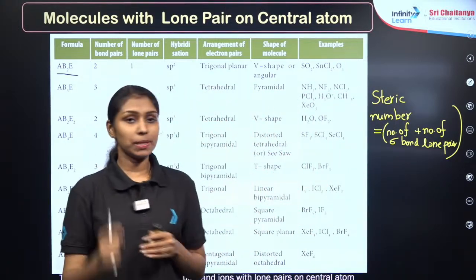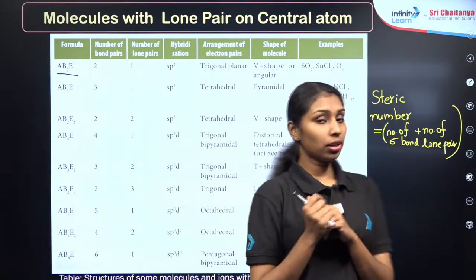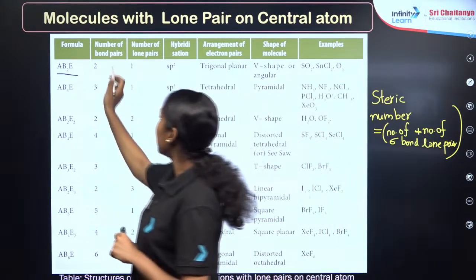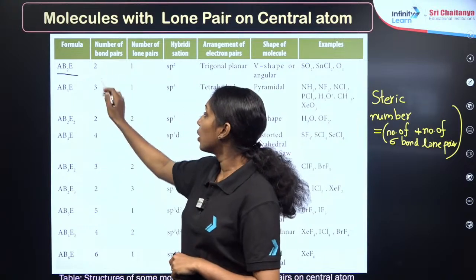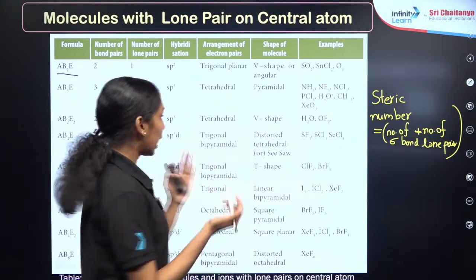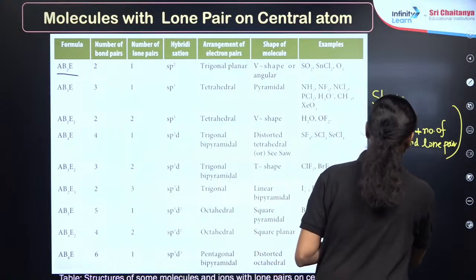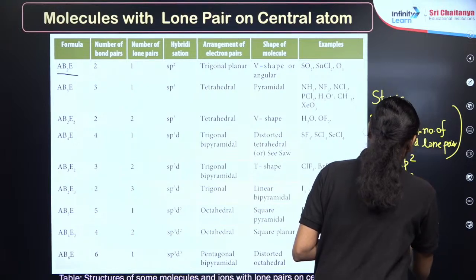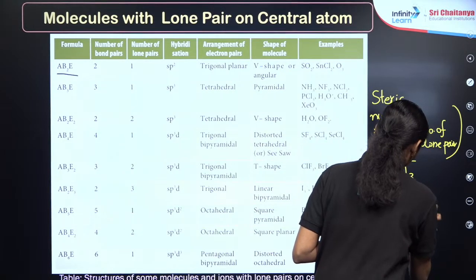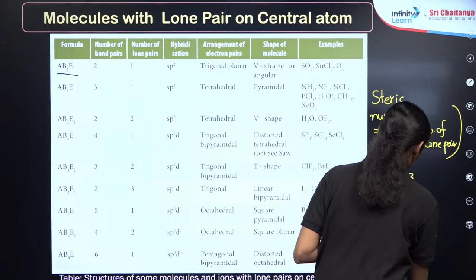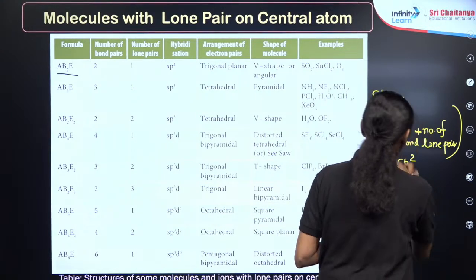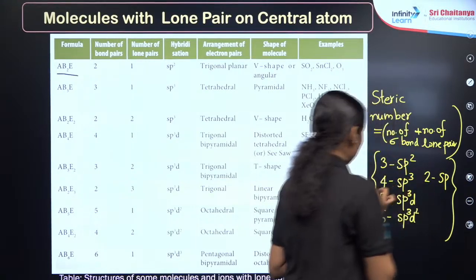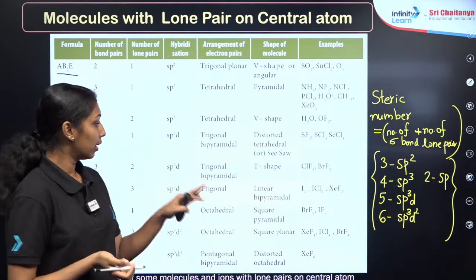Right, this will be the steric number, which means the number of sigma bonds plus the number of lone pairs. If you are considering the bond pairs, it means a sigma bond. So 2 plus 1 will be 3. If the number is 3, it will be sp2 hybridization. If it is 4, it will be sp3. If it is 5, it is sp3d. If it is 6, it will be sp3d2. For 2, it will be sp. These are the tricks, or the steric number, to find the hybridization.